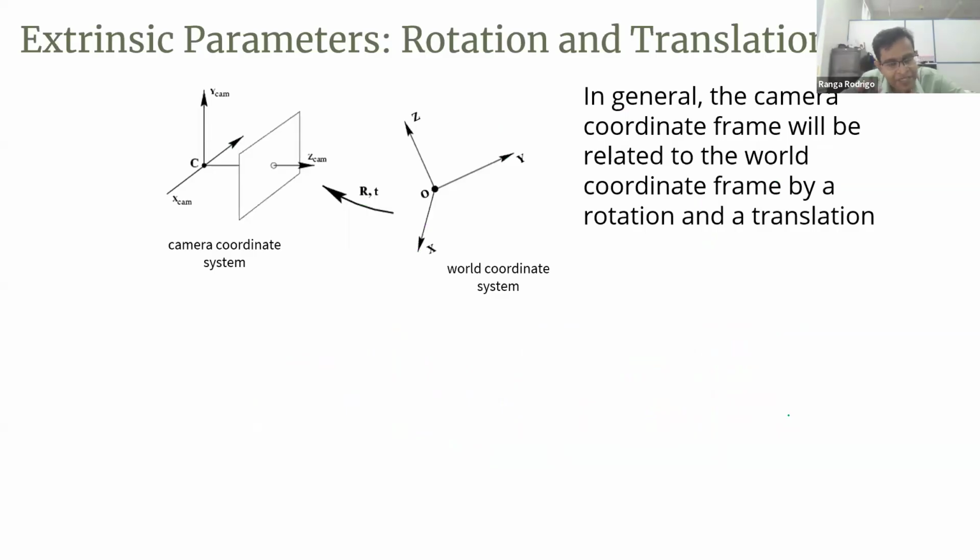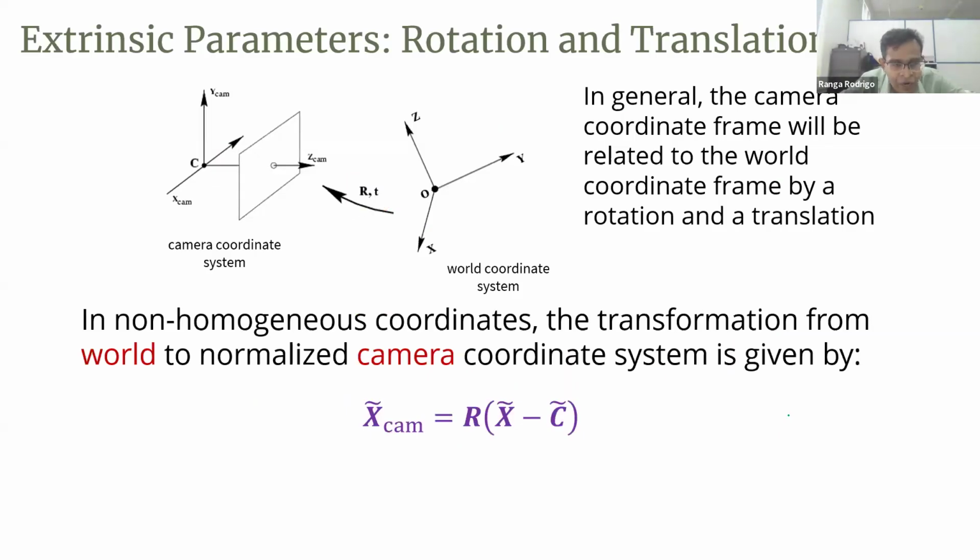One more thing that we have to do is to apply the rotation and translation. The world frame is somewhere, maybe the corner of the room, but with respect to the corner of the room, we have to get the camera coordinate system. This is R and T. So in non-homogeneous coordinates, the transformation from world to normalized camera coordinate system is given by this. Please remember that. If you have done robotics, maybe you will know.